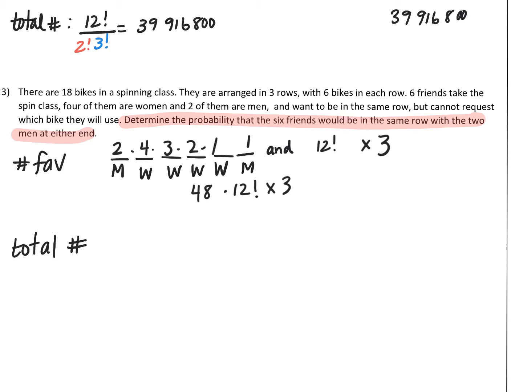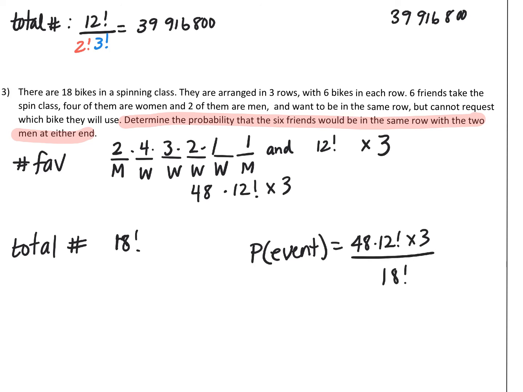I'm not going to actually get that as a big number because it's going to be huge. And then the total ways that I can arrange them would be like if everybody just went wherever, and I'd have 18 bikes and everybody can be arranged wherever. So just 18 factorial would be the total number of ways that I could do it. So my probability of this event happening where my people end up in a row together is 48 times 12 factorial times 3 over 18 factorial.